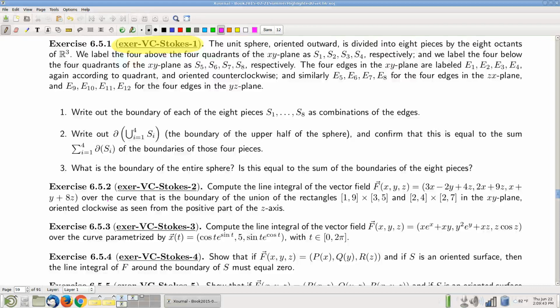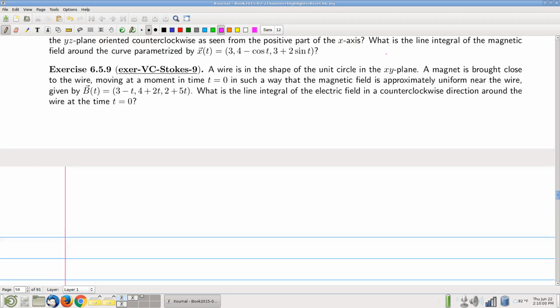So here we go. We have the unit sphere. We're going to draw a picture of the unit sphere in a second, oriented outward, let's not forget that. Now we're going to divide it into 8 pieces, with various rules for how we're labeling them. First of all, let's draw the unit sphere and divide it into 8 pieces.